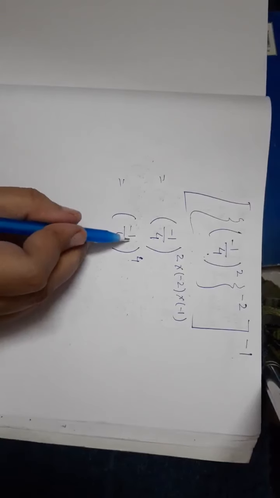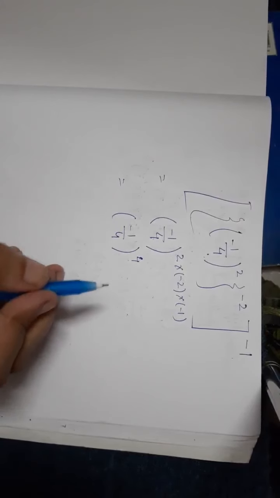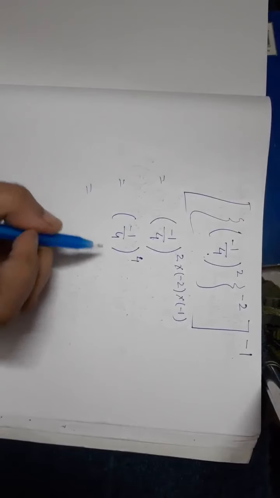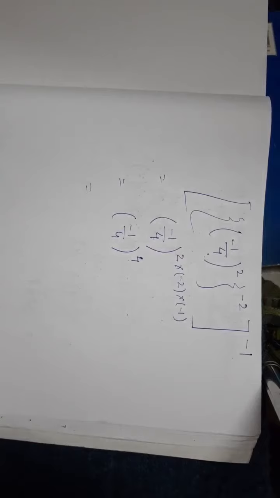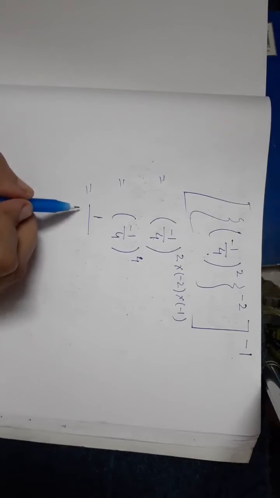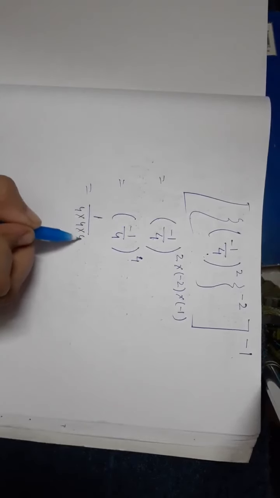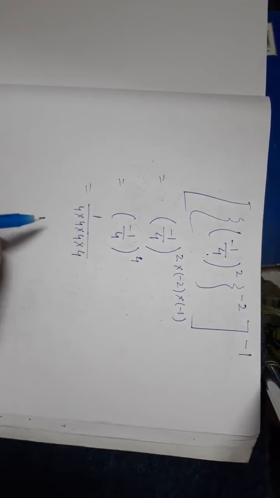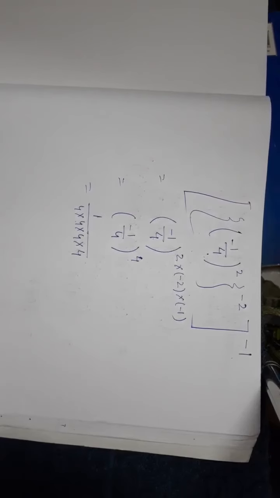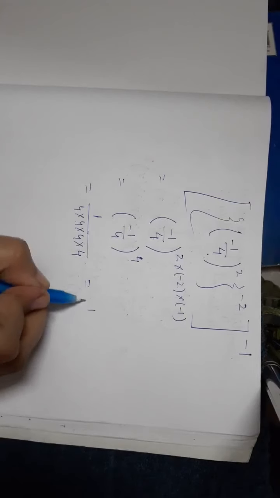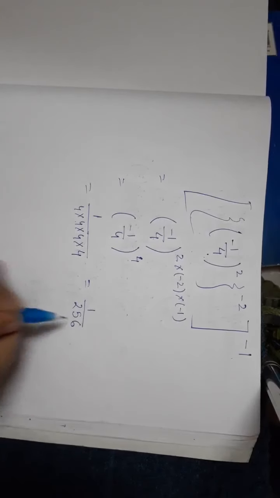So minus 1, if I am multiplying minus 1 4 times, obviously an even number of times, I will get 1. And then this 4 I am multiplying 4 times: 4 into 4 into 4 into 4. So 4 4s are 16, 16 4s are 64, and 64 4s are 256. So the answer will be 1 by 256.